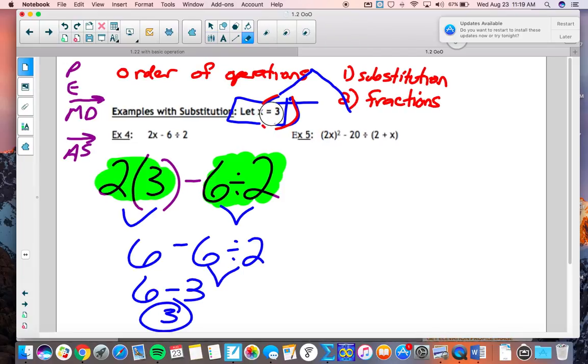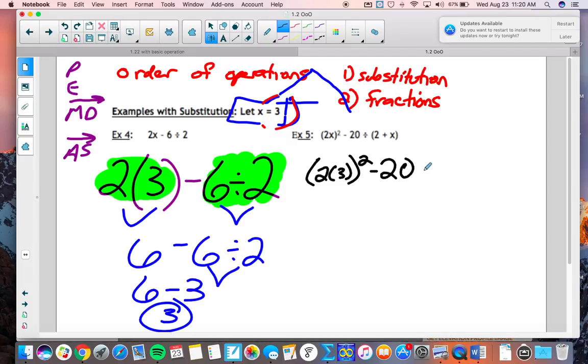All right, in this example, x is also equivalent to 3 because in the directions it says x equals 3. Right there. So we're going to rewrite this, substituting in 3 in place of x. So I have parentheses 2 times 3 parentheses squared minus 20 divided by parentheses 2 plus 3.